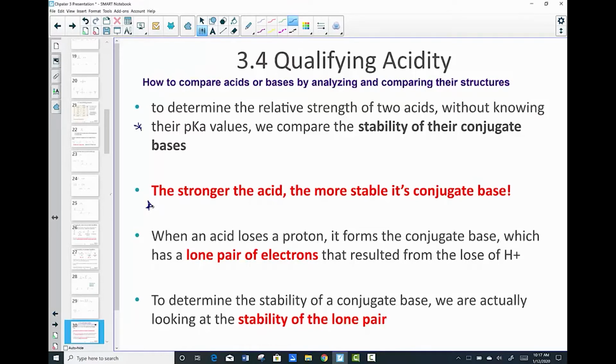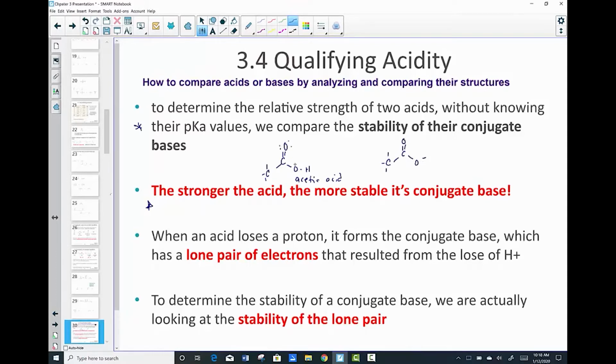The conjugate base must be able to stabilize the lone pair of electrons that resulted from the loss of the proton. So to determine the stability of a conjugate base, we're actually looking at the stability of the lone pair. For example, let's say we have an acid such as acetic acid, CH3COOH. You hear that COO at the end. This is acetic acid. Its conjugate base, of course, is the loss of its proton, and you would see this then as O negative.